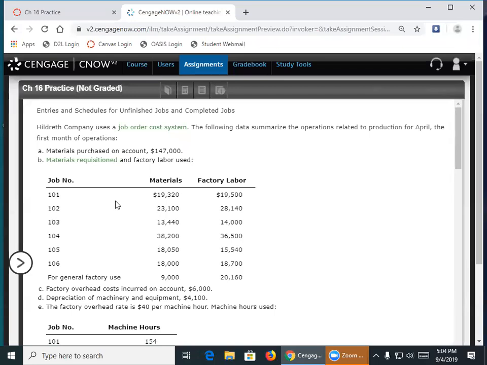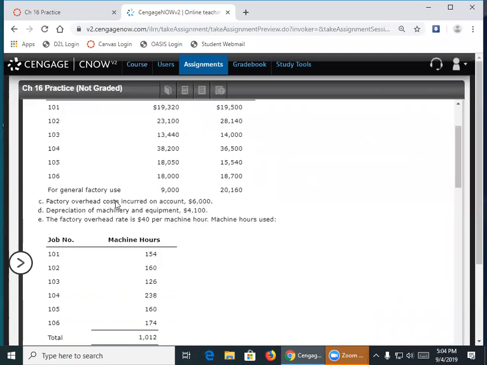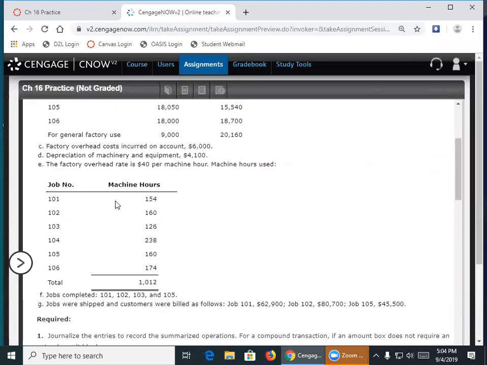And then they tell us this last line for general factory use. I know that's my indirect materials and indirect labor. So that last line is overhead charges. And then they tell me a couple of other things. We had some actual factory overhead of $6,000. We had depreciation of $4,100, which is another overhead. And then they give us the factory overhead predetermined rate of $40 per machine hour. And then they give us all of our machine hours used on all the jobs.